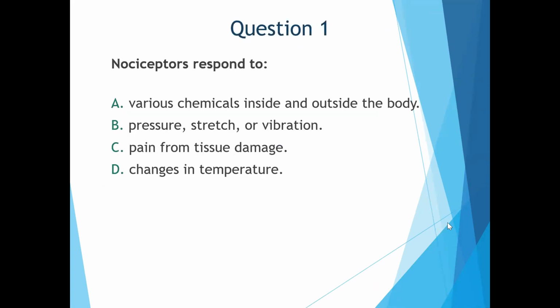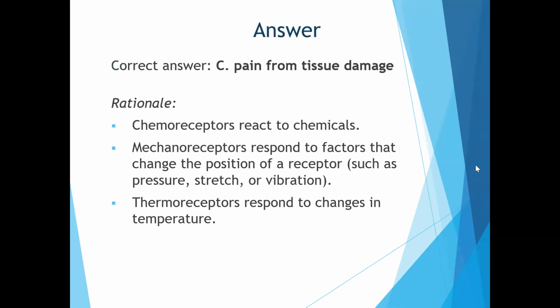All right, first review question here. Nociceptors respond to A, various chemicals inside and outside the body, B, pressure, stretch, or vibration, C, pain from tissue damage, or D, changes in temperature. So C, pain from tissue damage. Remember, nociception is the detection of pain.